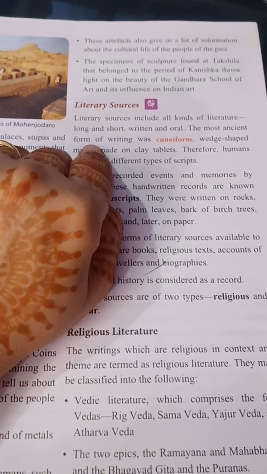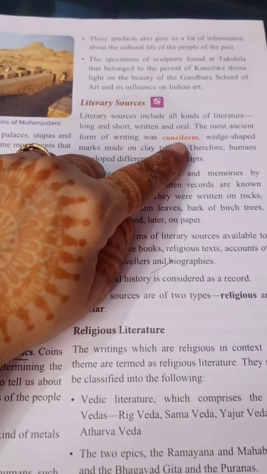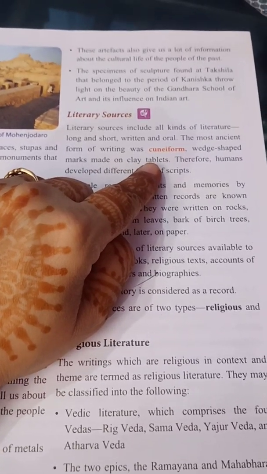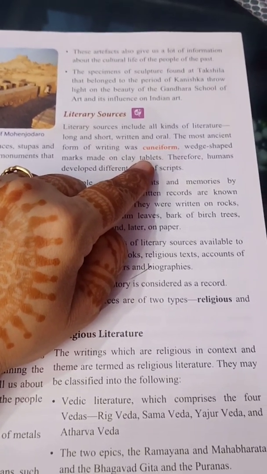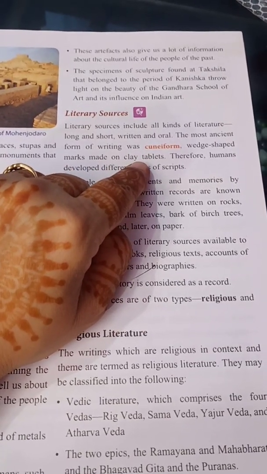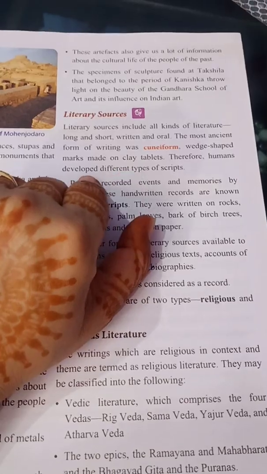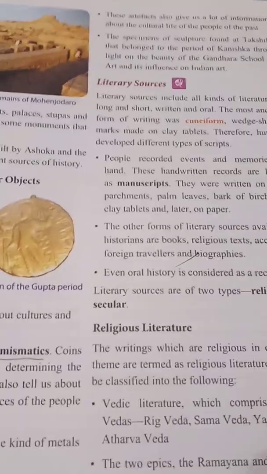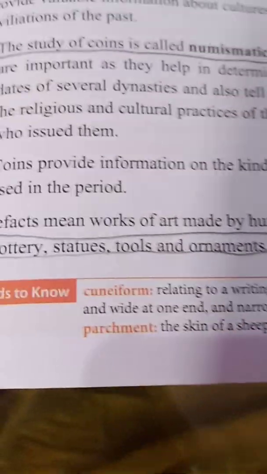The most ancient form of writing was cuneiform, wedge-shaped marks made on clay tablets. So cuneiform was the first script written by humans, and it was written on clay tablets. Therefore humans developed different types of scripts. So we can also see the meaning of cuneiform below.